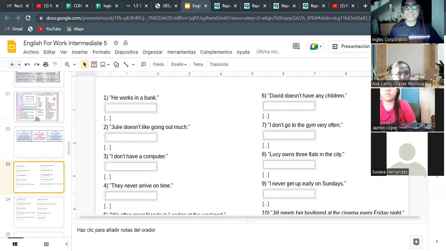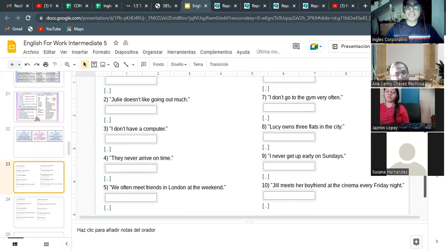Number six, David doesn't have any children. That is a fact as well. Definitely. So how is it going to be? If it's a general truth? He said David doesn't have any children.